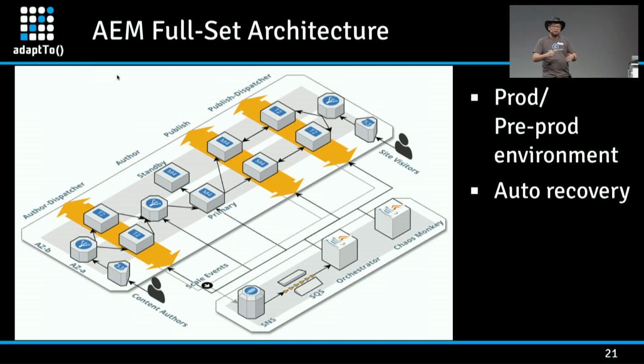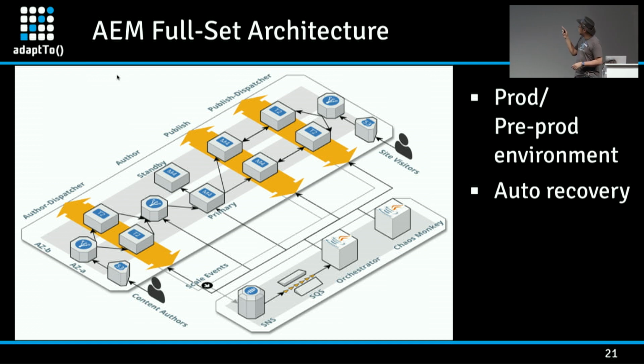And then when the auto-scaling group creates a new author dispatcher, the orchestrator also knows. So, hey, there is a new author dispatcher. I'm going to create a new flush agent on the author primary. So that's how it manages the reactiveness of the environment, I guess, the dynamic aspect of the environment.